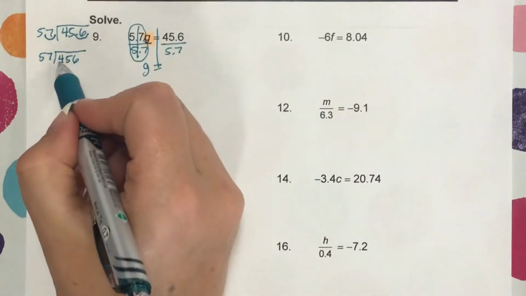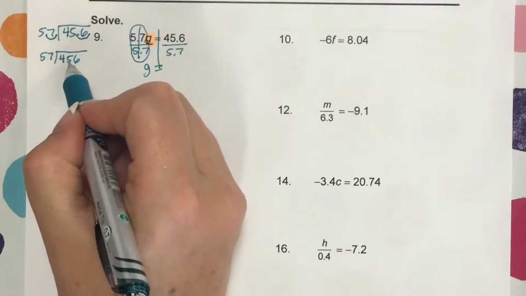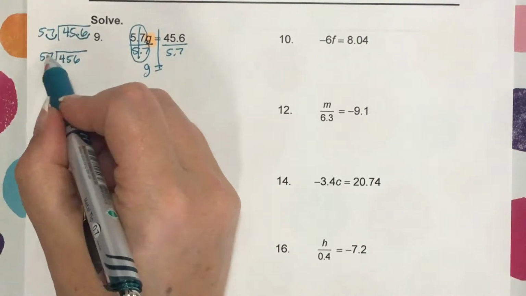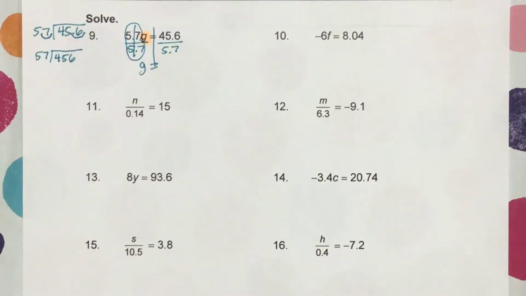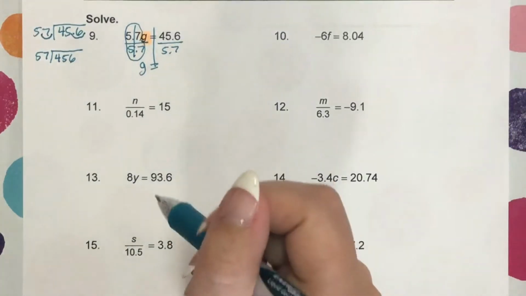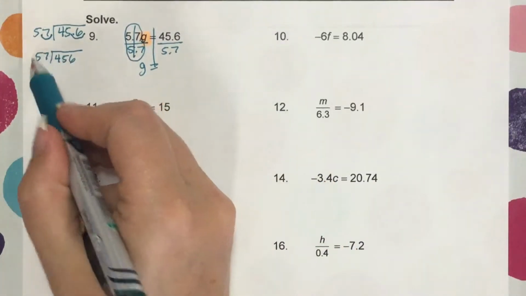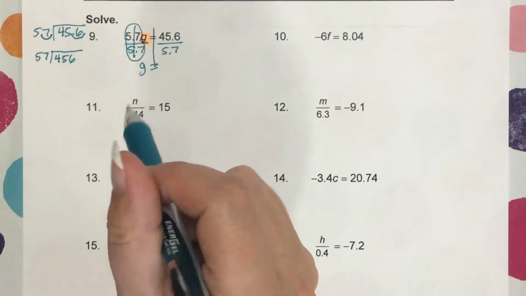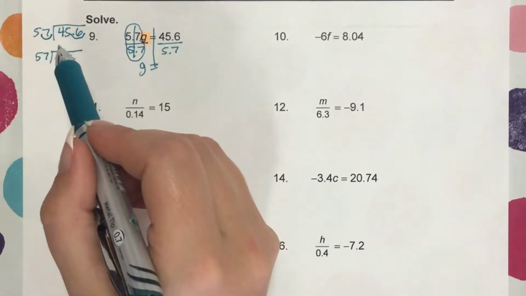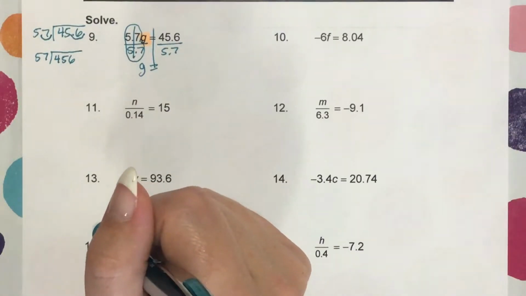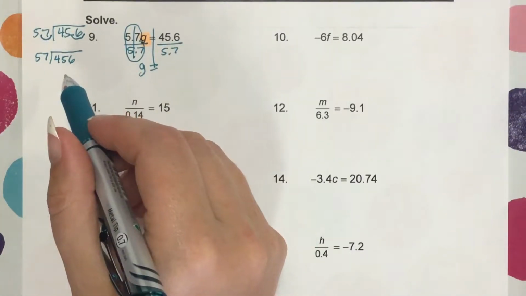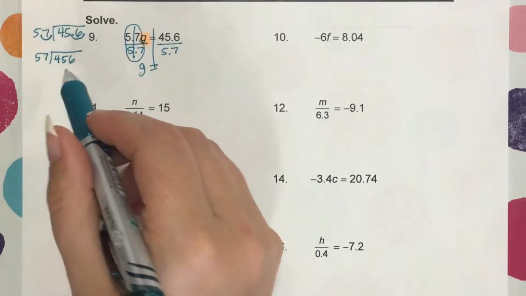So can 57 go into 4? No. Can 57 go into 45? I'm sorry, no. Can 57 go into 456? Yes, it can. We just need to figure out how many times. So let's see here. That's a bit of a challenge. I'm going to think of 57 like 60 because it's close. How many times does 6 go into 45? 6 goes into 45 about, well, 7, so 42.